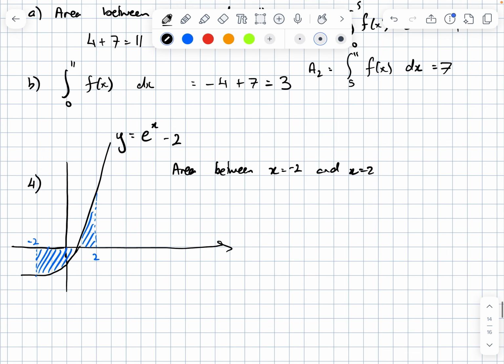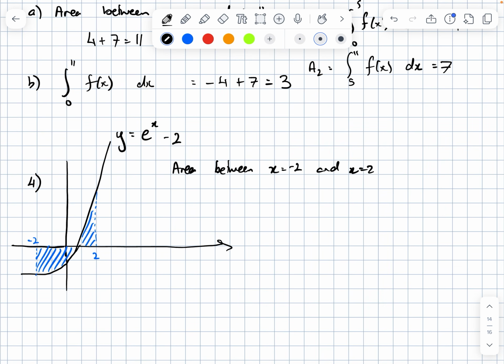As an example of this, calculate the area between x equals negative 2 and x equals 2 of the function e to the power of x minus 2. We can see that there is a part of the function that is below the x-axis, which will give us a negative area, and a part that's above the x-axis, which will give us a positive area.